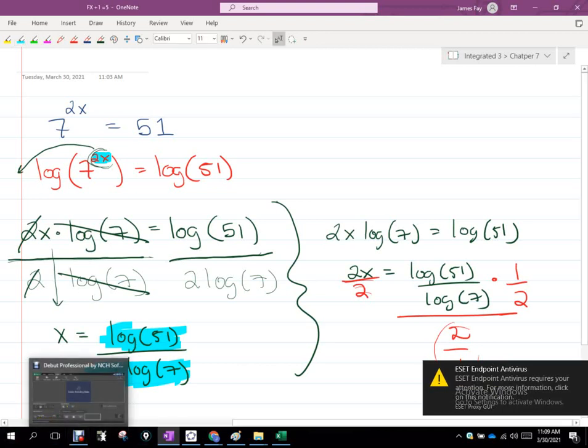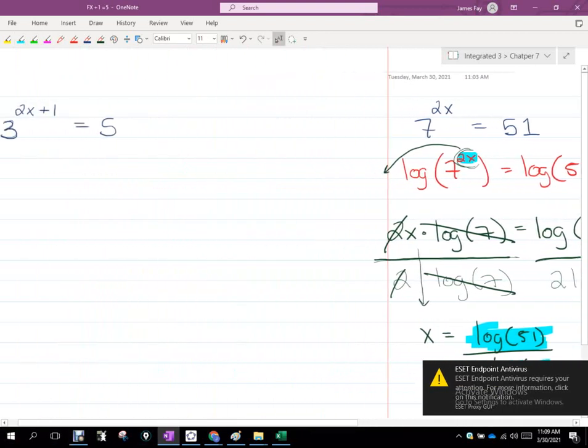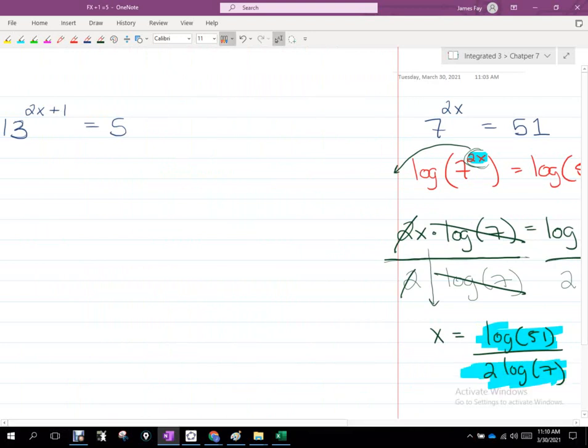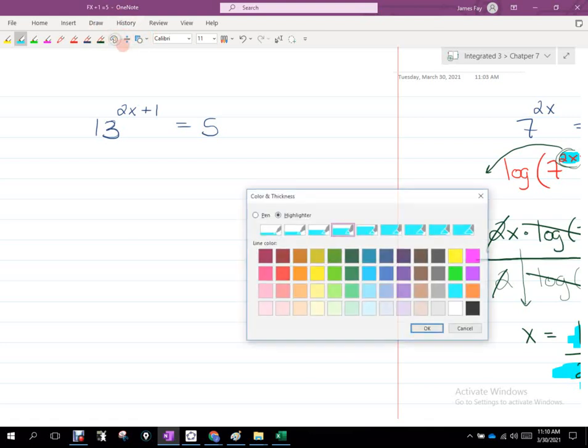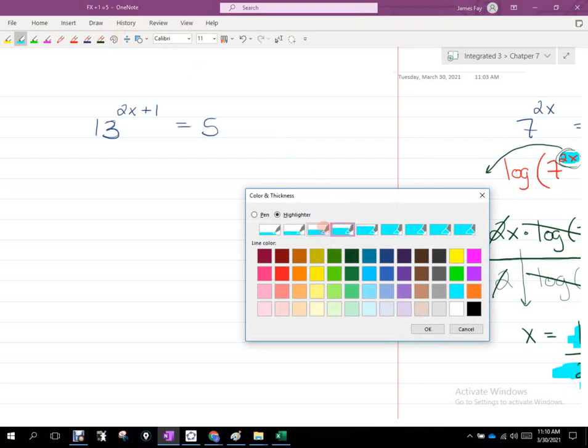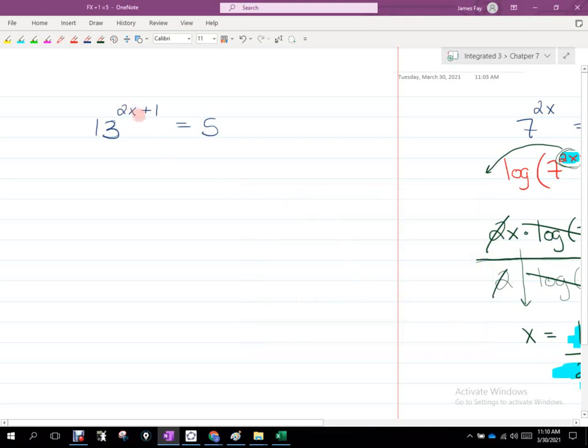Let's then change it and do this one. So we're going to do 13 to 2x plus 1 equals 5. Okay, we have to make sure that the exponential part is isolated, and it is. Okay, and all of them I'm going to give you so far will be. Okay, so we can start using the log property right away.